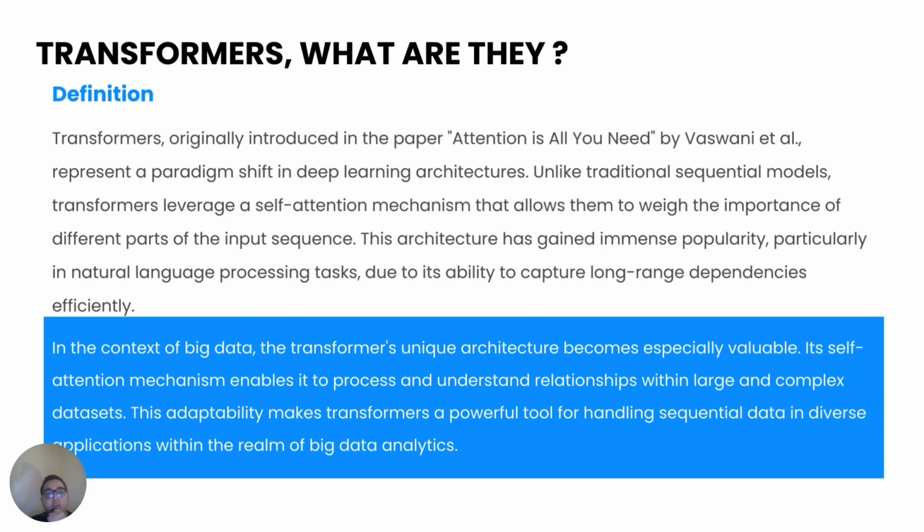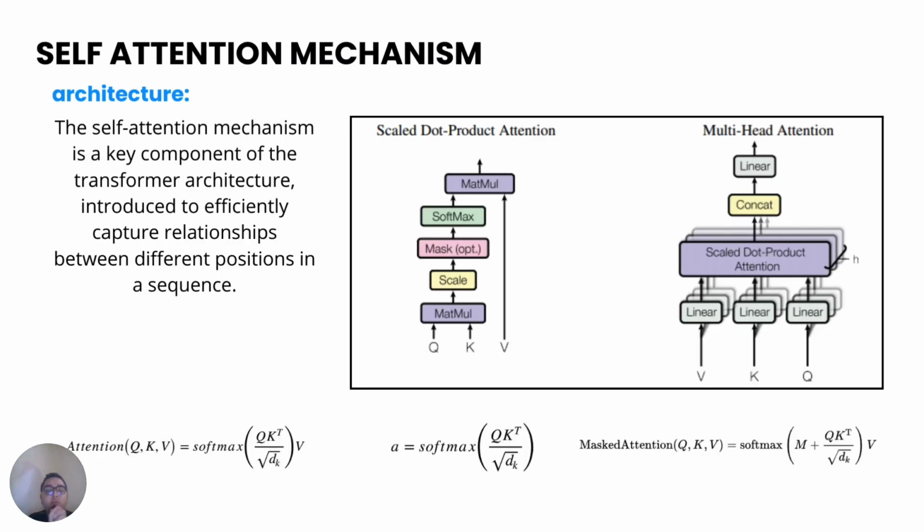capture long-range dependencies efficiently. In the context of big data, the transformer's unique architecture becomes especially valuable. Its self-attention mechanism enables it to process and understand relationships within large and complex data sets. This adaptability makes transformers a powerful tool for handling sequential data in diverse applications within the realm of big data analytics. So before breaking into the transformers architecture, I will explain to you the self-attention mechanism.